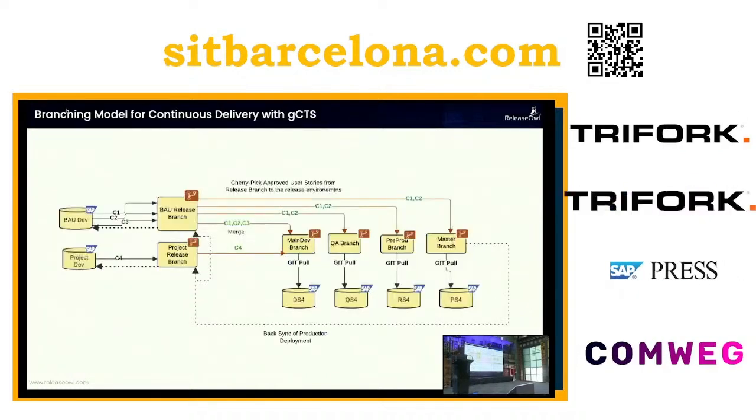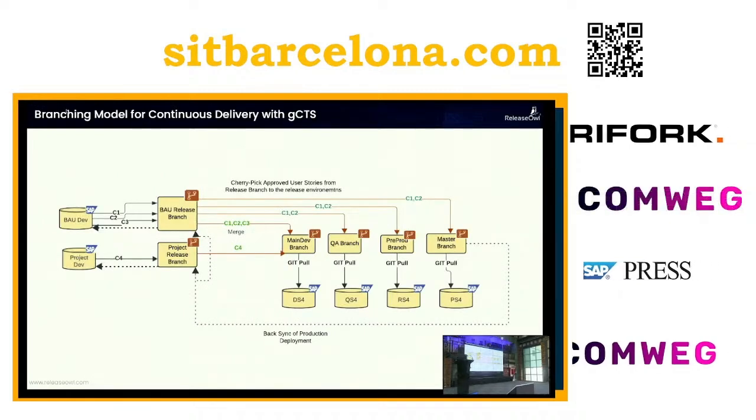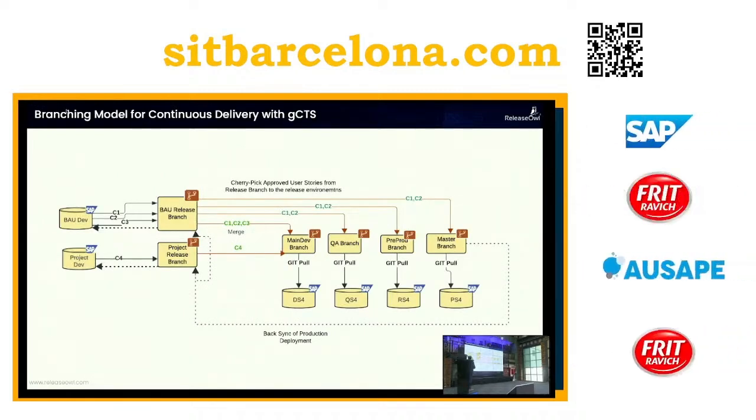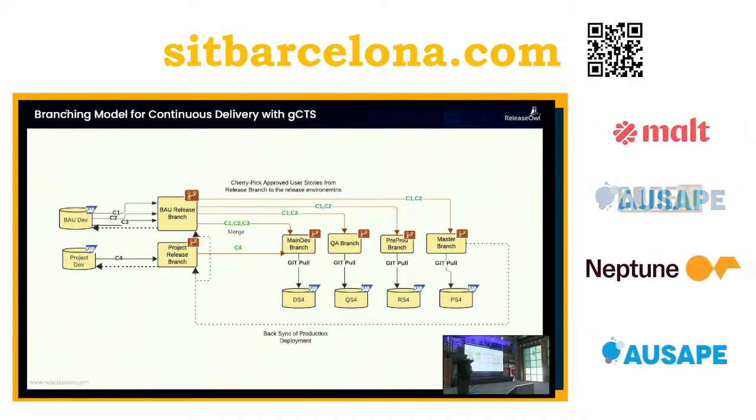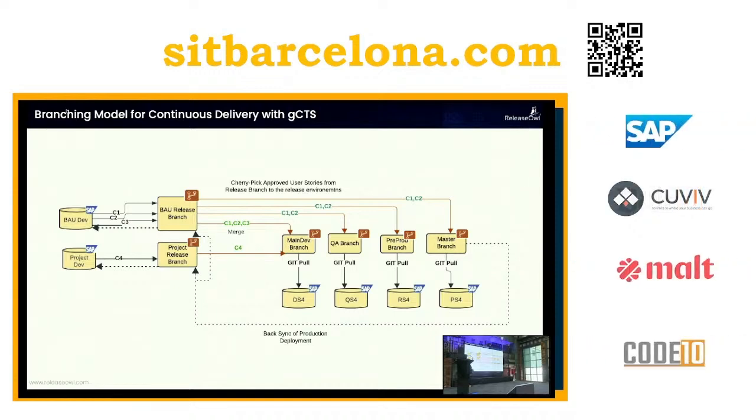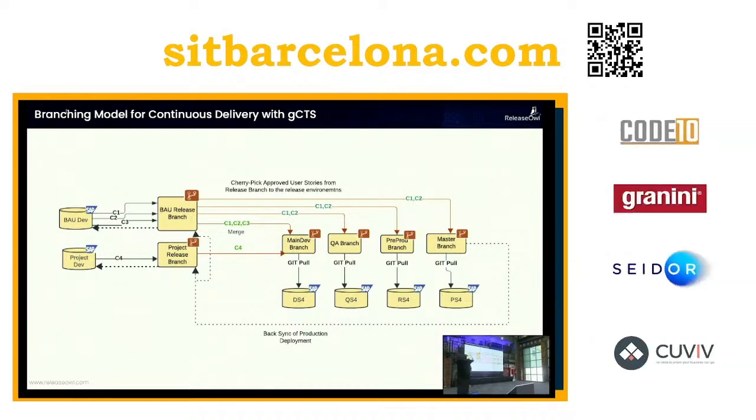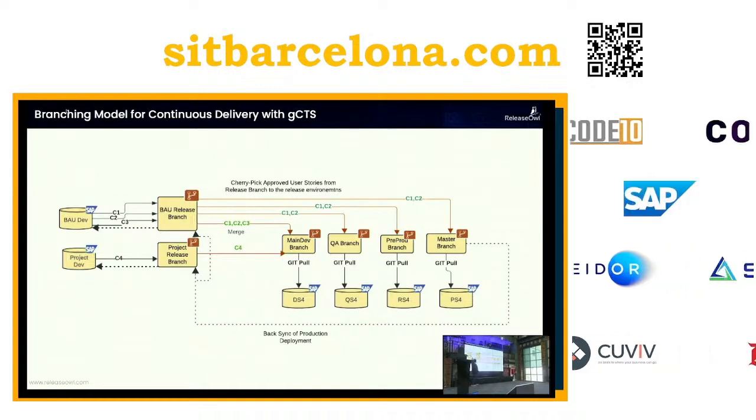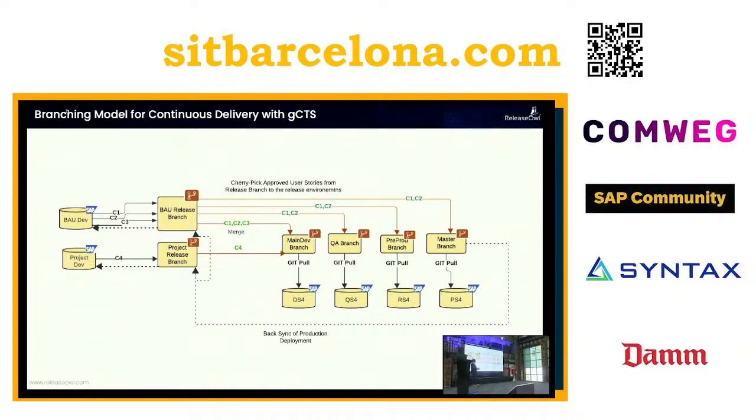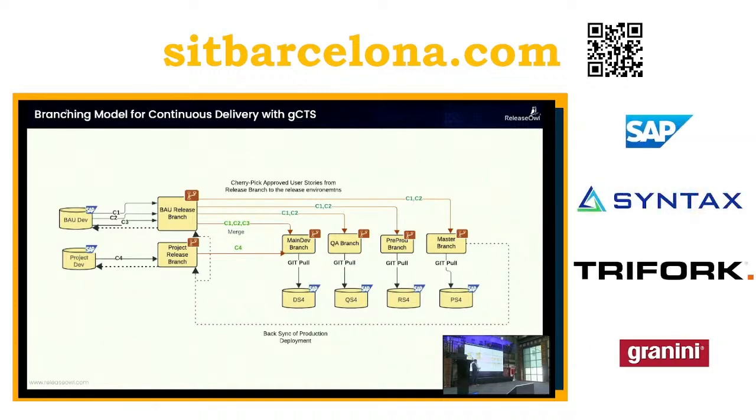So this is one view of how we have continuous delivery with gCTS. Let's say this is your business as usual, and this is your project development. Here there can be multiple projects also, based on your go-live strategy. It can be geo-specific go-lives, or there can be multiple different initiatives that run. So let's say this is your BAU, your business as usual, where you probably deliver a release every 2 weeks. A project is more determined by your scope and when you want to release it.